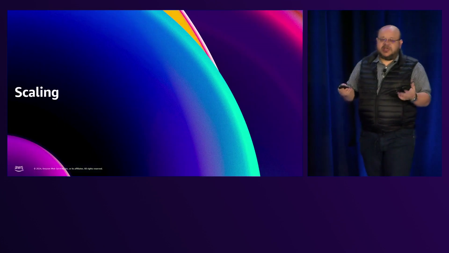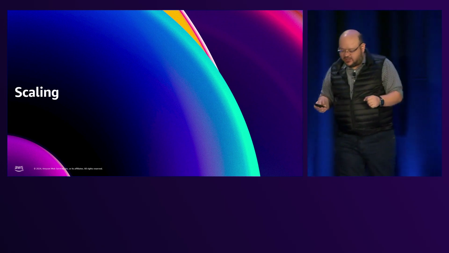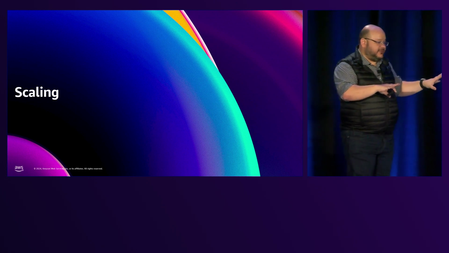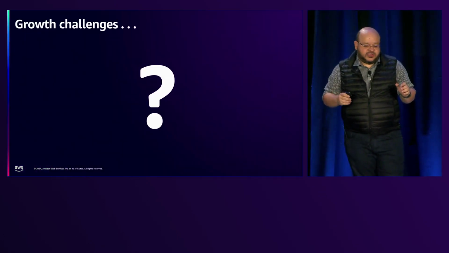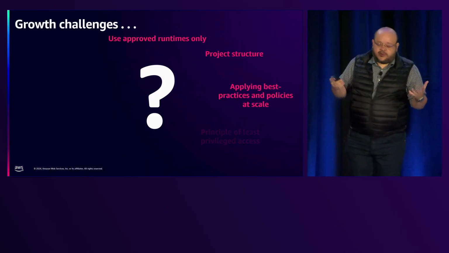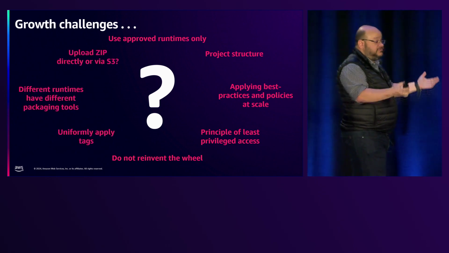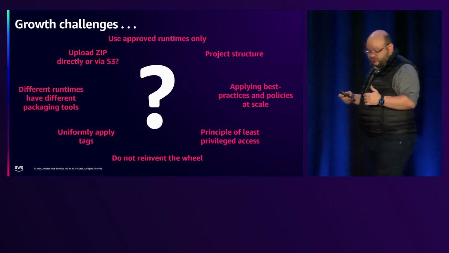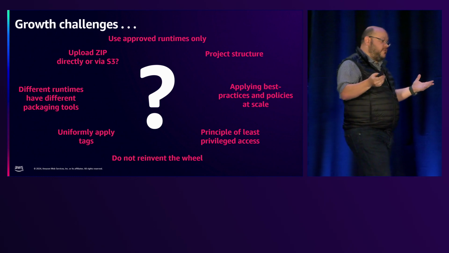So essentially, the next question is, how do you scale? And when I'm saying scaling, I don't mean going from 5 requests per second to 500 requests per second. That's something that serverless will take almost fully automatically for you. I'm talking about things like growth challenges. How do I make sure that my development teams are only using approved runtimes which were not deprecated yet? How do I ensure proper, consistent project structure? How do I apply best practices at scale? How do I uniformly apply tags?